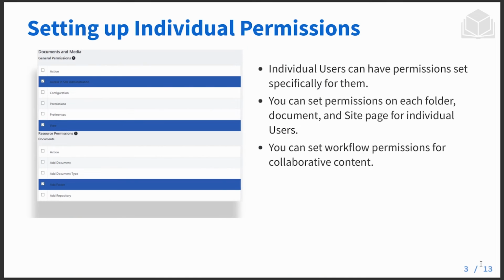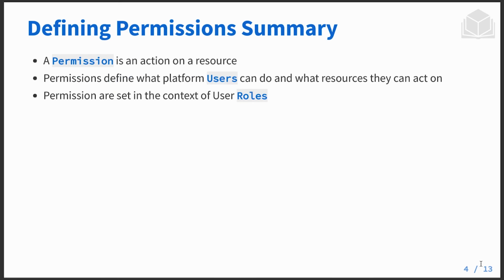Now, permissions can be set, again, on any resource. If we're talking about content, sites, organizations or administration, there are going to be permissions that can be applied to our users for all of those different resources on the platform. So just to recap, a permission is an action on a resource. Permissions can define what a user can do on the resources on the platform.